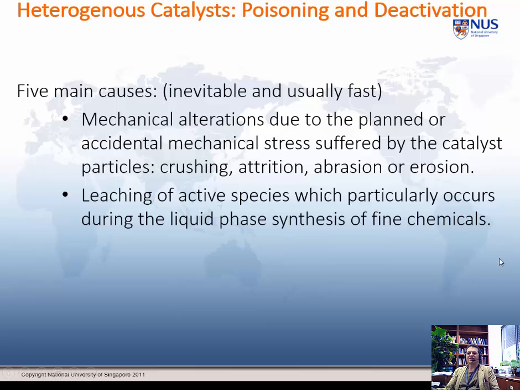The other remaining 2 causes, mechanical alterations. If you're stirring this stuff round, for instance in a liquid environment, mechanical stresses, the particles crashing in, attrition, abrasion and erosion. Or the other common thing in liquids anyway is the leaching of the active species from the catalyst. Two problems. A, it goes into either the waste or the products, and usually it's valuable, and B, your catalyst stops working or stops being as efficient.